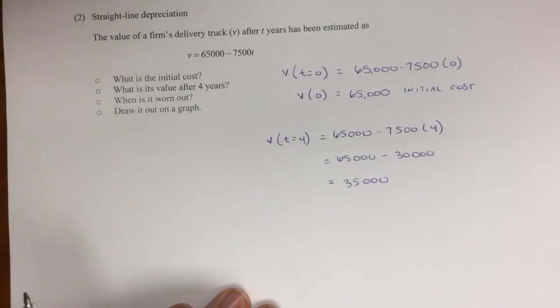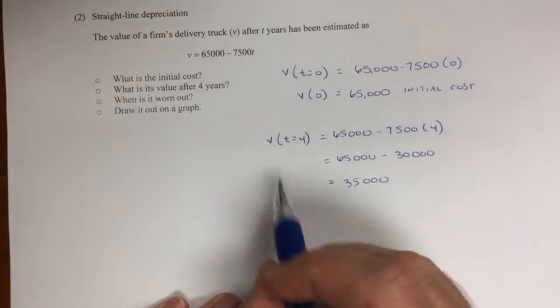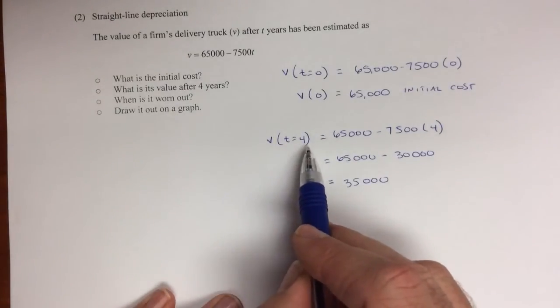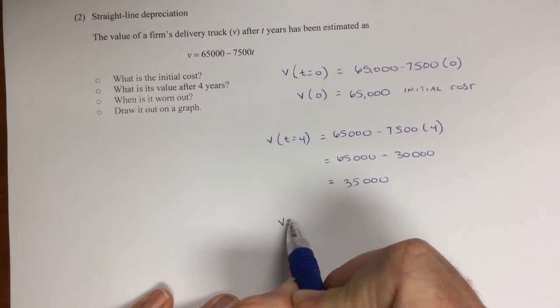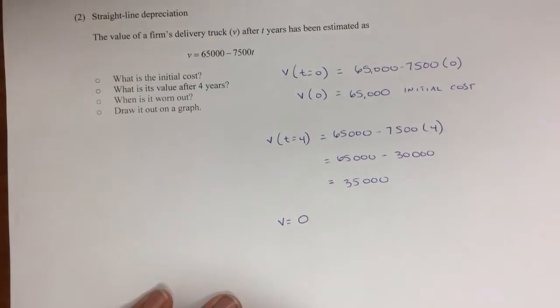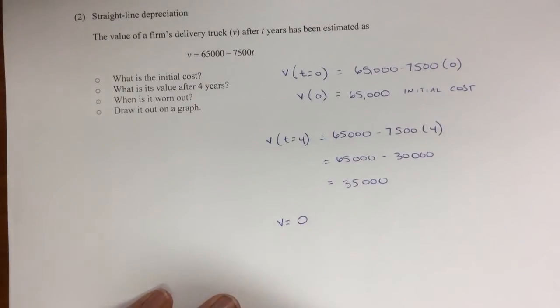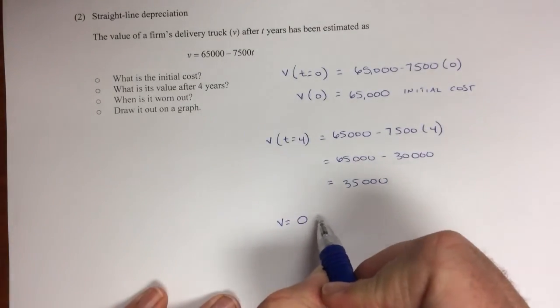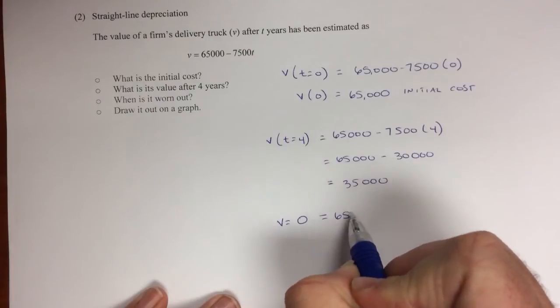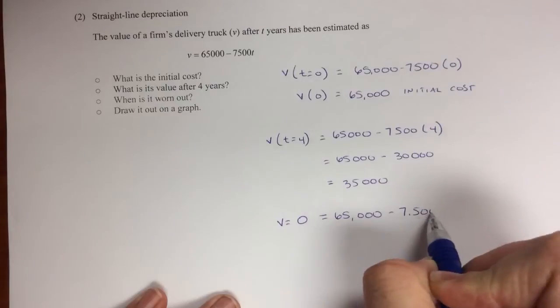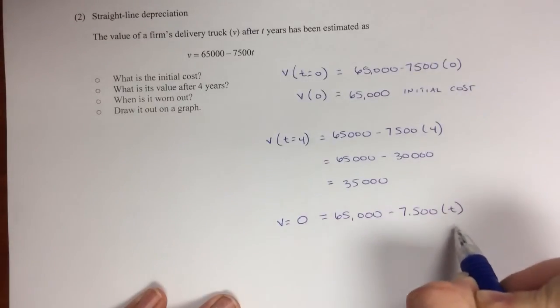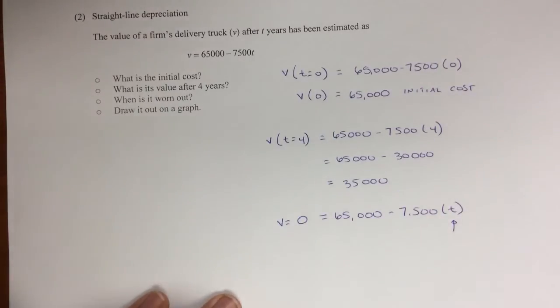Now the next question is, when is it worn out? What we're asking here is not the value at some period, but we want to find when the value at some t is equal to 0, because that's when it's worthless, when it's worn out. So we just set 0 equal to 65,000 minus 7,500 times t. Here we want to find what t is, the time in which the value is 0.